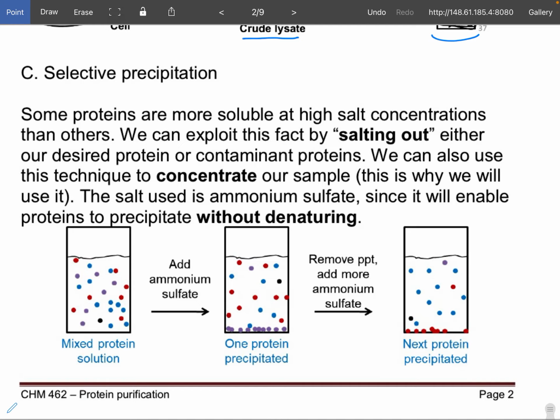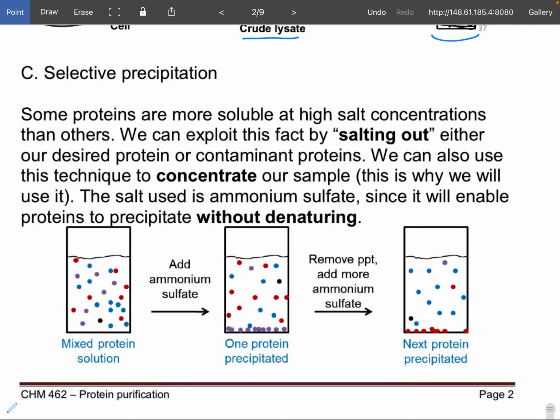And one thing I want to point out is that this process can also concentrate the sample. So let's say we were after this protein right here. Well, now we can bring this up in a much smaller volume. The initial volume may have been very large, but we can bring up our precipitated protein in whatever volume we want. And indeed, we are going to utilize ammonium sulfate concentration or precipitation for both a purification technique as well as a concentration technique.